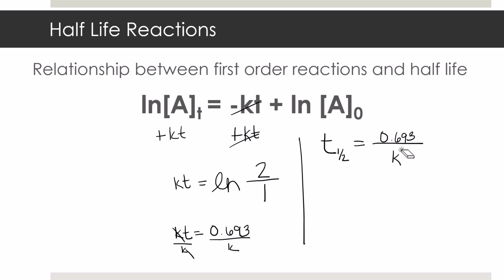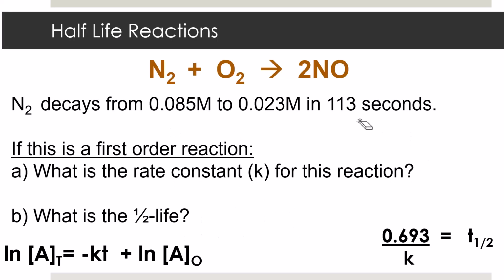So it's a fairly straightforward equation. This equation is what you're going to need to know how to use. I don't care if you can derive it like I just did, but this is the equation that we're going to need to use. So let's take a look at an example. How might this be asked on a test? N2 decays from 0.085 to 0.023 in 113 seconds. If this is a first order reaction, what is the rate constant k? And then what is the half-life?